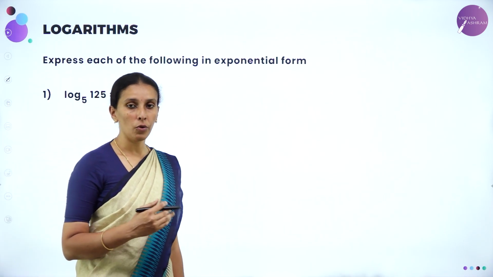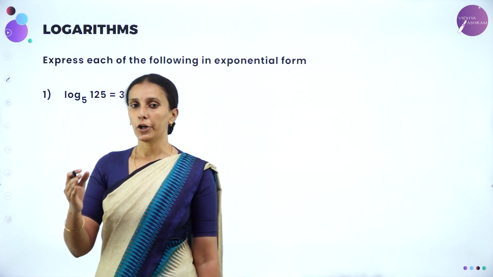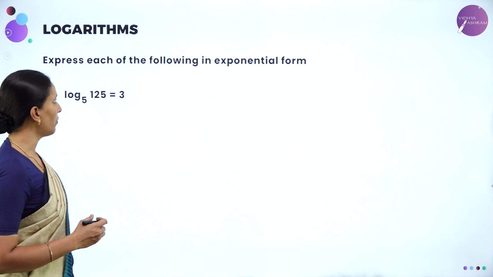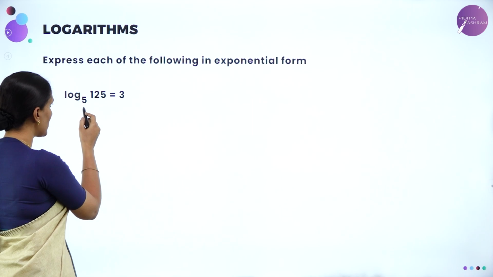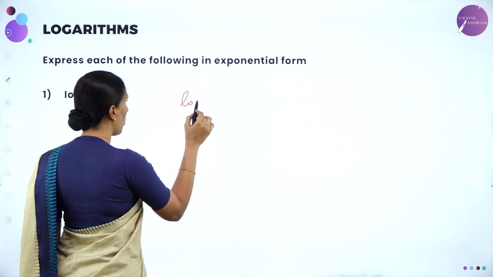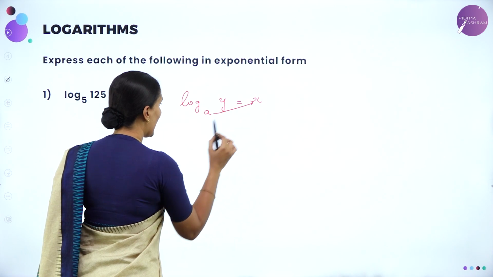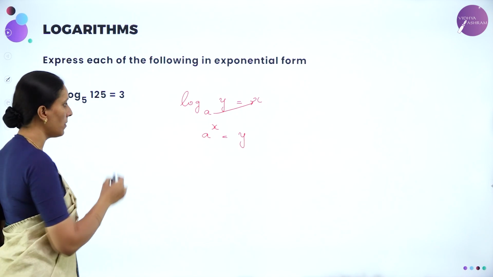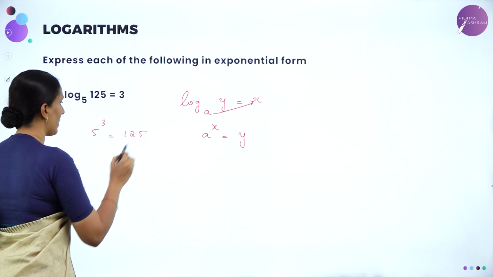So now we have learned how to express an exponential form to logarithm form, logarithm form to exponential form, and also the laws of logarithm. Now we'll take a few problems. Express each of the following in exponential form. So we have log 125 to base 5 is equal to 3. If we express this in an exponential form, suppose log y to base a is equal to x means, remember, a to the power x will be equal to y. So this is the exponential form. So this can be written as 5 cube is equal to 125.